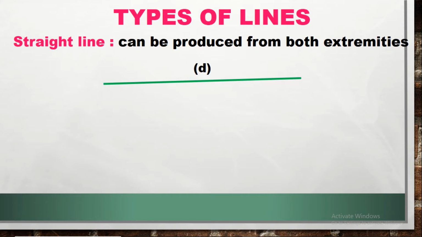In this video, we're going to learn about types of lines and characteristics of circles, in addition to the distance from a point to a straight line. Now let's start together. The first type of lines is the straight line.